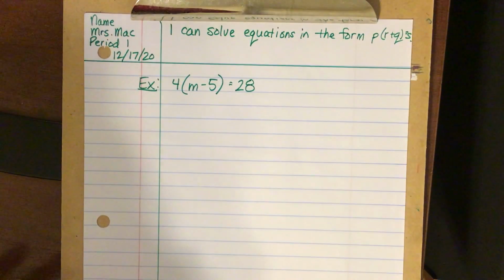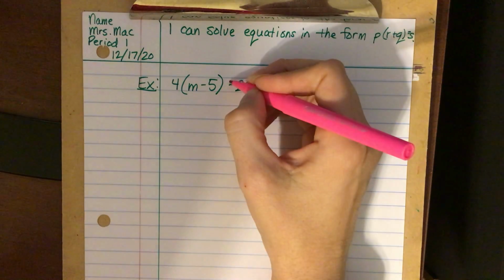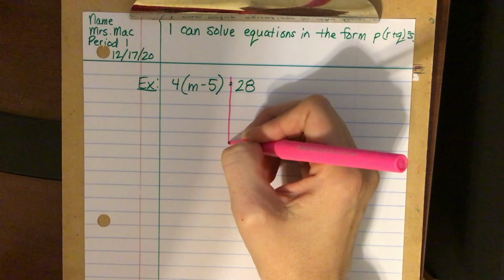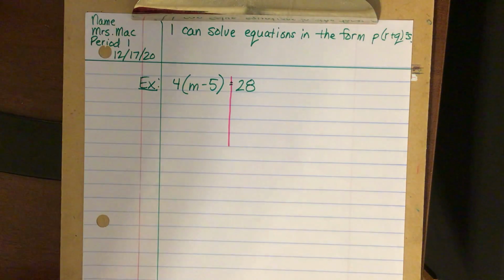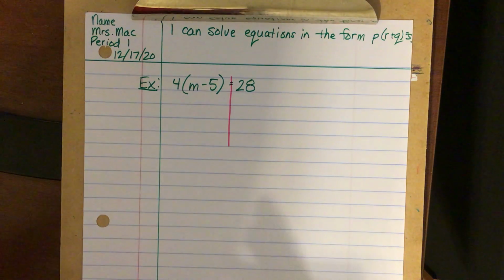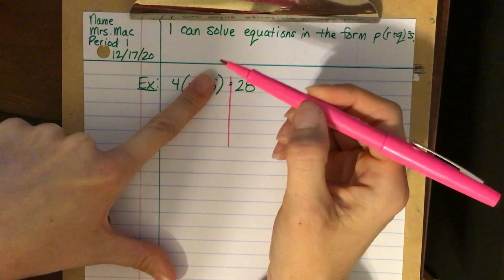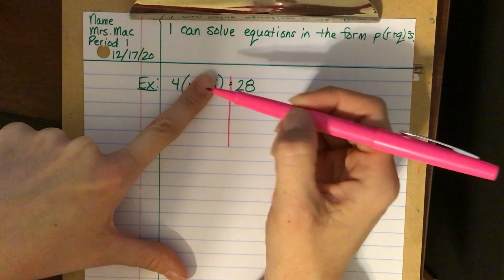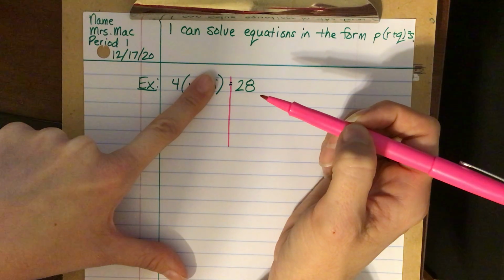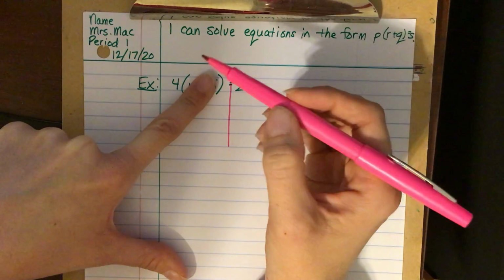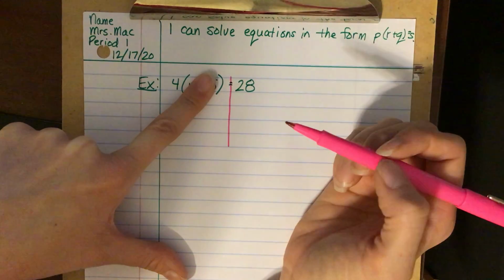Oh, hold on, I gotta set up my balance line. Okay. So when we did the cover-up method, we would have covered this part up, and we would have said, what times 4 is equal to 28, and we would have figured that out. So since we would have covered this up, we're going to deal with the 4 first.